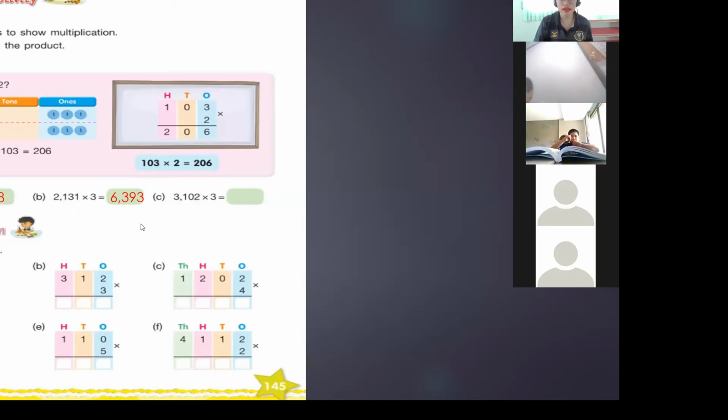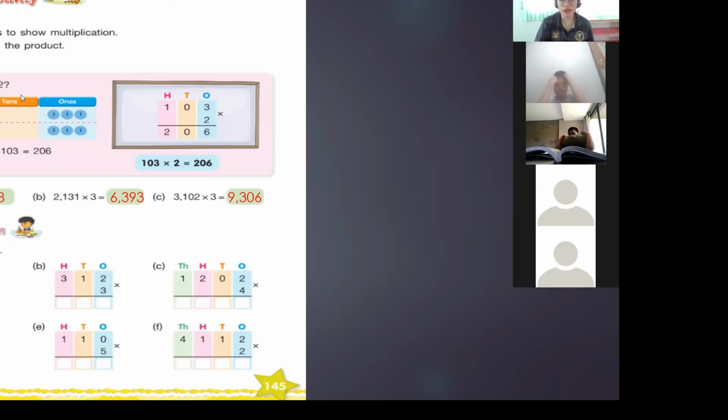Okay. And letter C, we have number 3,102 multiplied by 3. Okay, so 3 times 2 is 6. 3 times 0 is 0. 3 times 1 is 3, and 3 times 3 is 9. So the answer in letter C is 9,306.